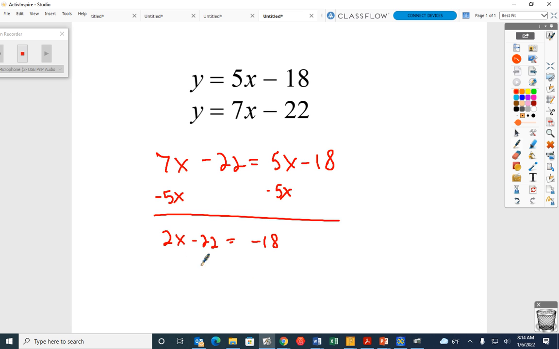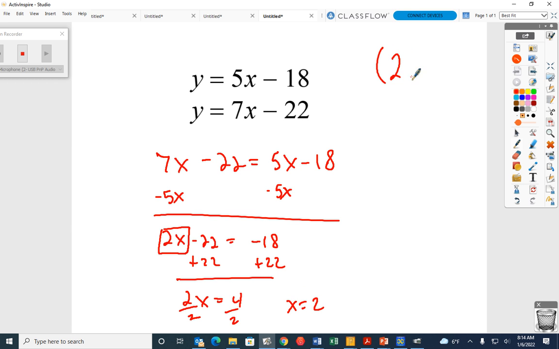Am I on the right track? Okay, two-step equation. So plus 22, plus 22: 2x equals 4. Okay, divide each side by 2. What did I get? x equals 2. Okay, now I can plug it in. Does it really matter which one? I'm going to do this one.